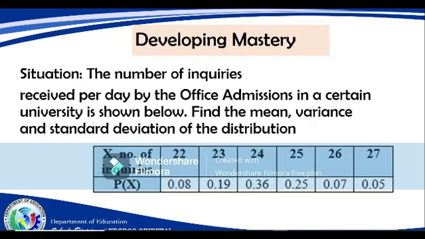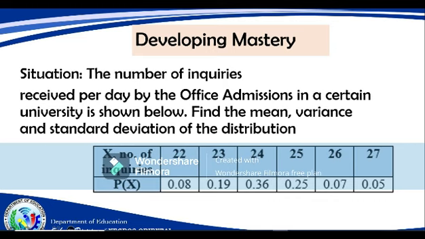Okay, so developing mastery, the situation will be the number of inquiries, for example. The number of inquiries received per day by the office of admissions in a certain university is shown below. Find the mean, variance, and standard deviation of the distribution. X is the random variable which represents the number of inquiries, and P of X is the probability of the particular random variable X.